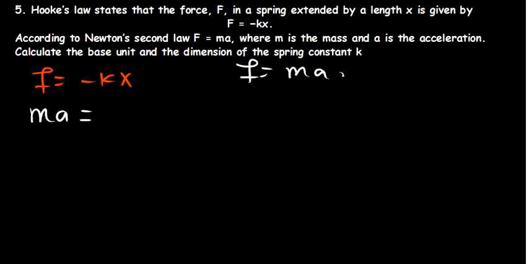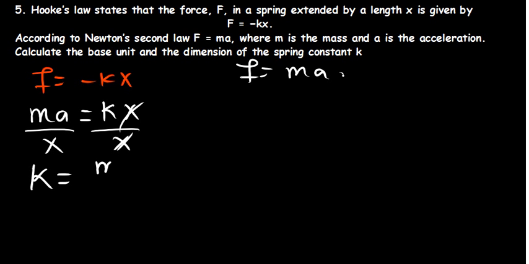Now we're talking about the units, so the negative will not affect anything. I'm going to ignore the negative for now. Negative kx. I'll divide both sides by x. These will cancel. So k will be equal to mass times a divided by x. X is distance in this case, which is in meters. So it's length.